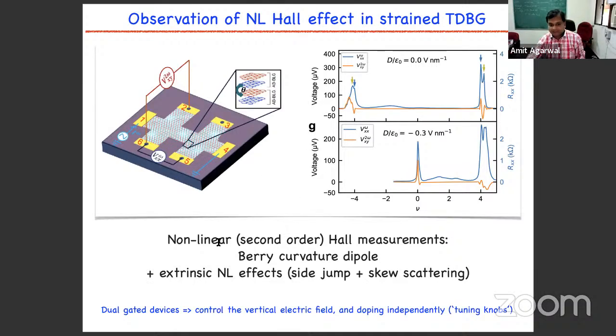So this just establishes that there's a nonlinear second order Hall voltage in the system, which in turn establishes that there's Berry curvature dipole, as well as extrinsic nonlinear effects coming from side jumps, skew scattering, etc. We still need to work on this to disentangle them. And these 2D materials have the added advantage that you can make dual gated devices, such that you can have control over the vertical electric field and the doping independently. So that's the tunability, or tuning knobs, for this system.